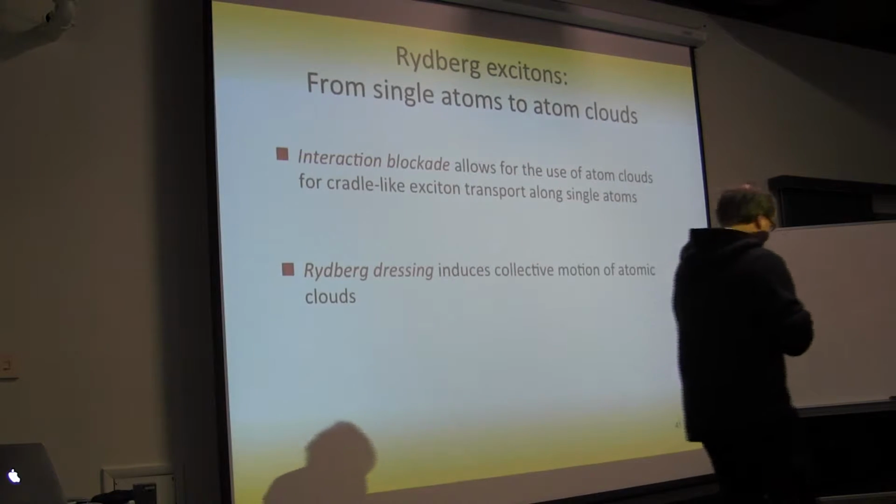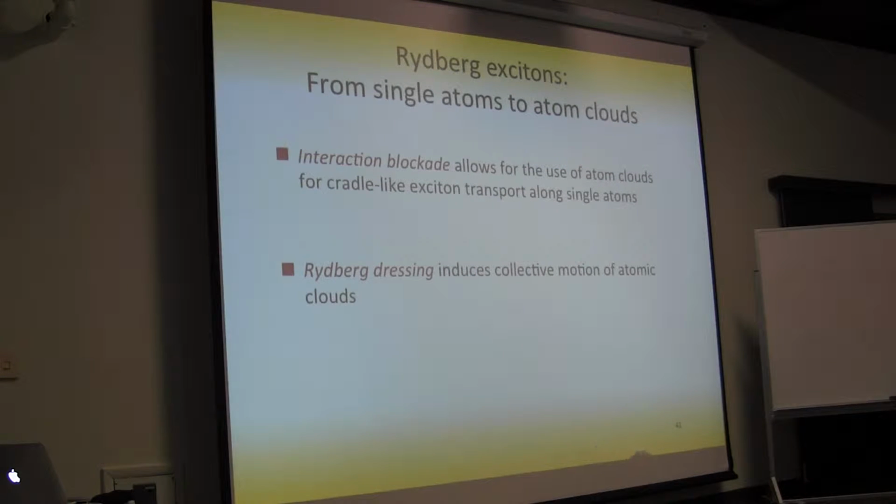Now I want to switch gears a little bit, and come now from single atoms to atom clouds. So far we had really single atoms. And I will use the interaction blockade and check out if one can use it so that we do not have to prepare single atoms for this kind of excitonic transport, but maybe could use one cloud, the next cloud, instead of individual atoms, which is maybe much easier. And we will also see what Rydberg dressing does.